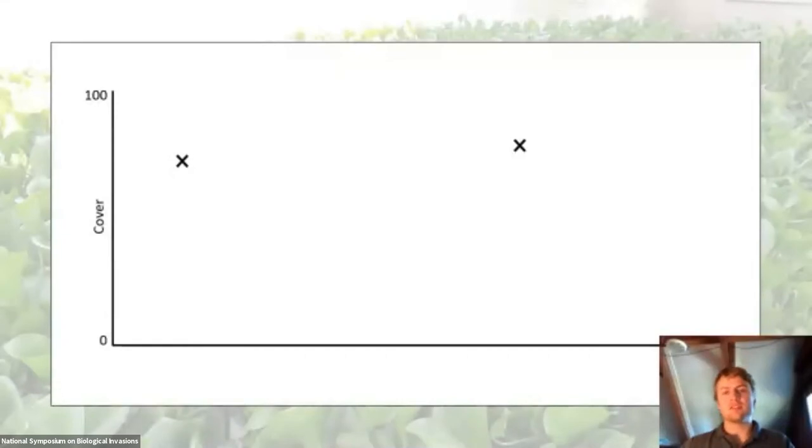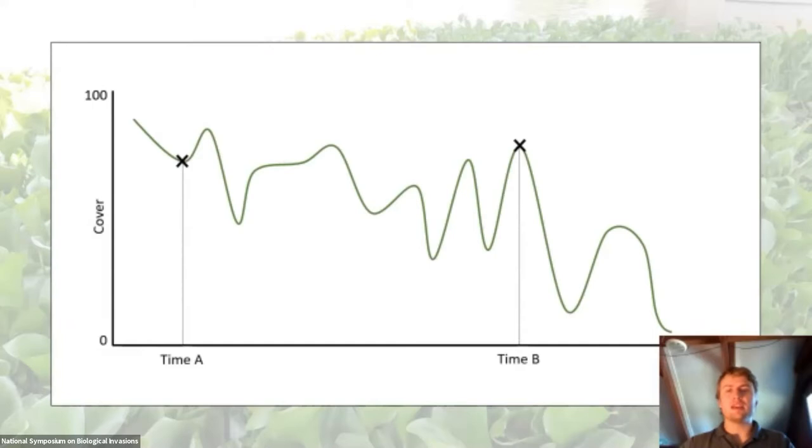To conceptualize this problem, you might take two readings in time, but those readings don't actually represent what's happening on the ground. And so you might miss the actual trend that's going on, or small scale changes. For example, if the water hyacinth has been recently sprayed, those changes happen over a period of days and weeks, not months or years, which is a typical time span over which remote sensing data are analyzed.